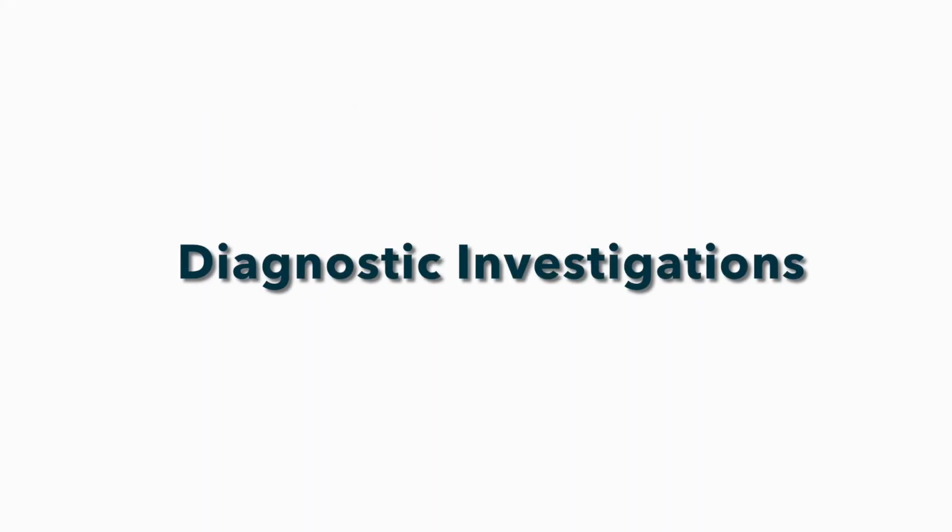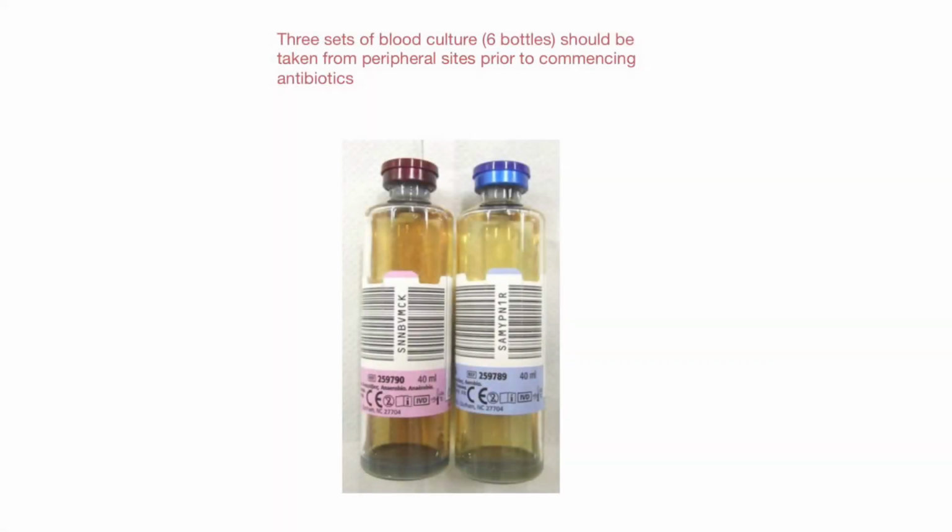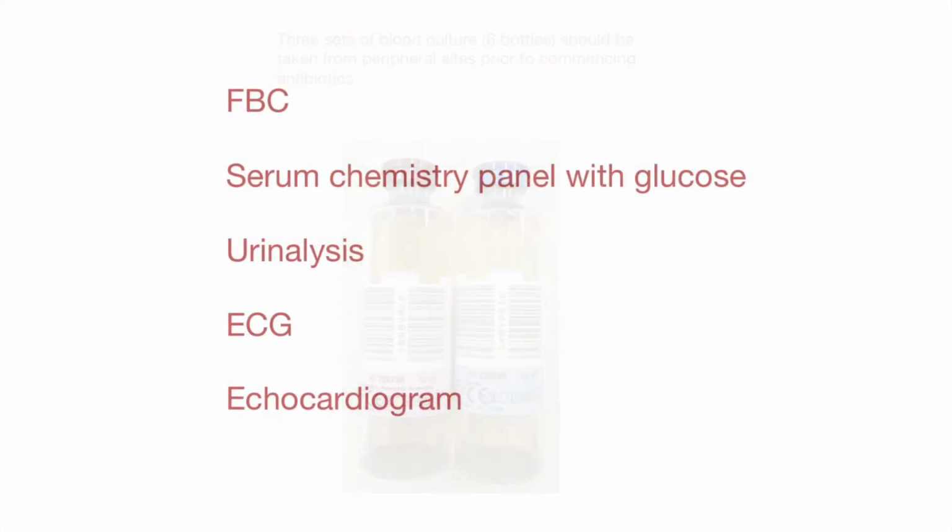To diagnose infective endocarditis, we need to do some investigations. Then we can use the modified Duke's criteria. So first we need to collect 3 sets of blood culture, which should be taken from peripheral sites prior to commencing antibiotics. Full blood count, serum chemistry panel with glucose, urinalysis, ECG, and echocardiogram.